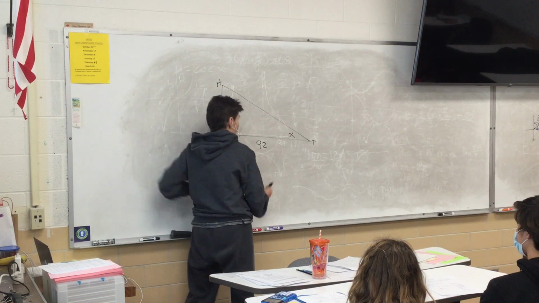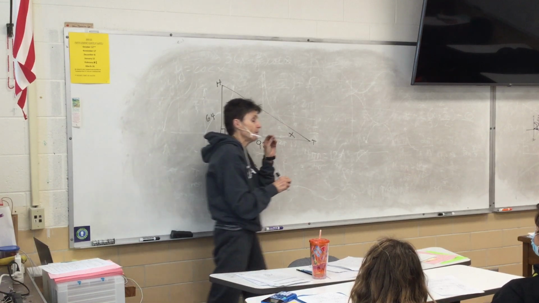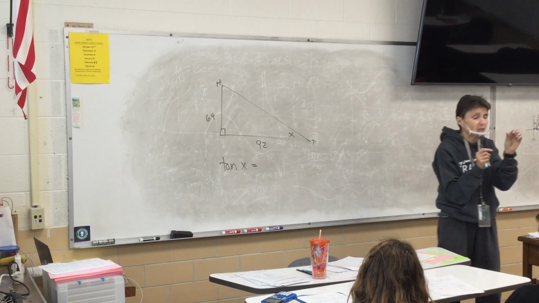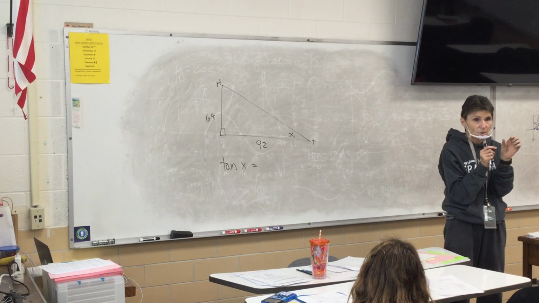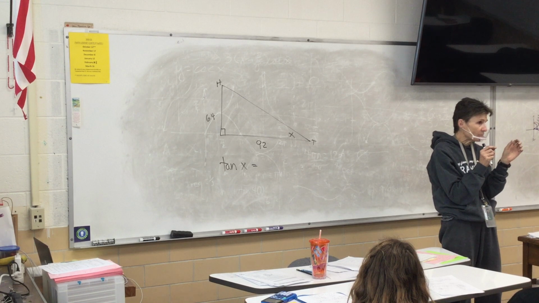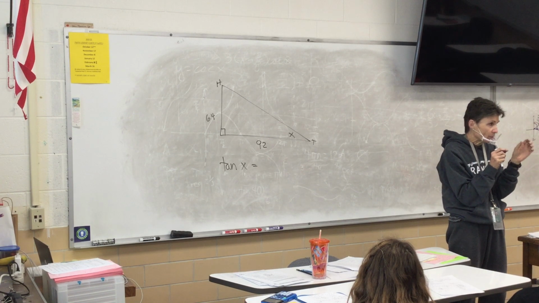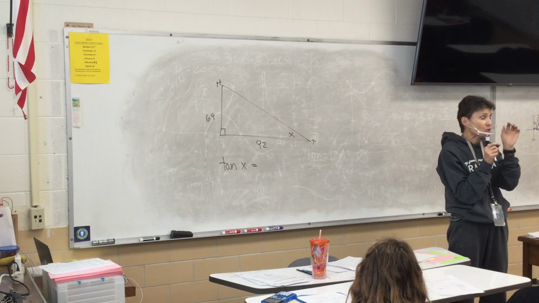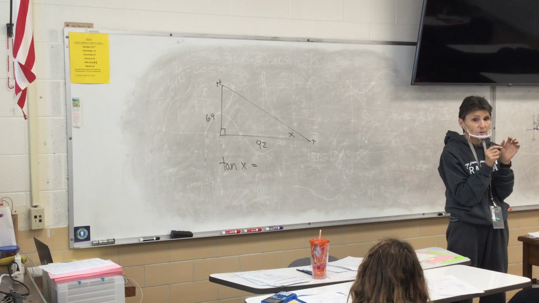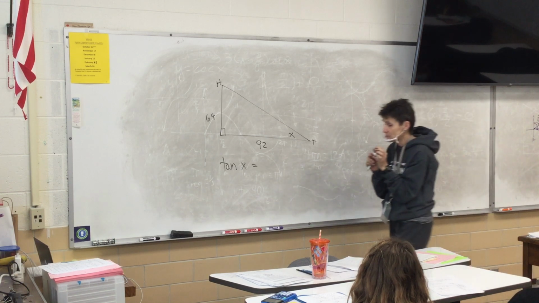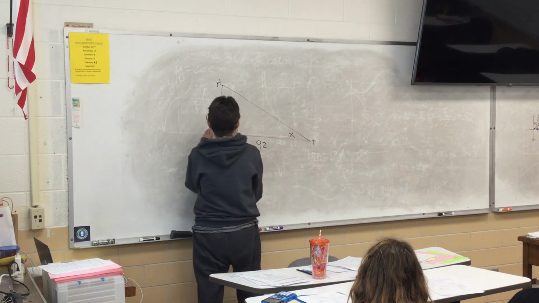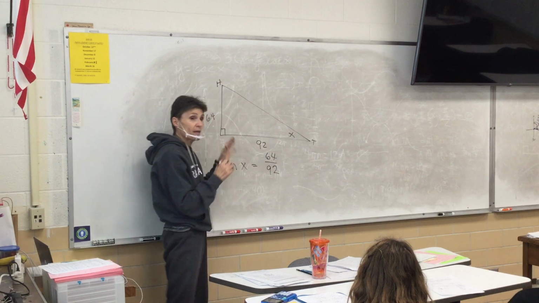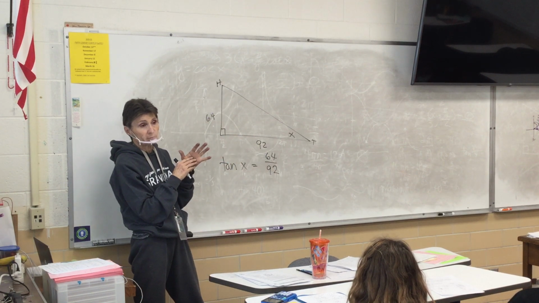So remember, this is some of you forgot, that when you write tangent, hooked to the tangent is the angle. You're not going to say tangent 64 or tangent 64 over 92. You're saying tangent x. Okay? And what does tangent x equal? Opposite over adjacent. So there's your equation.